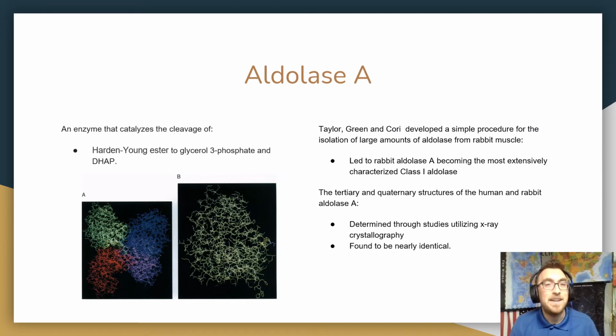Aldolase A is a glycolytic enzyme that catalyzes the cleavage of fructose 1,6-bisphosphate to glyceraldehyde 3-phosphate and dihydroxyacetone phosphate. A critical role for aldolase A in physiology is demonstrated by human diseases that result from mutations in the aldolase A gene. The only aldolase A mutations that have been discovered are relatively mild, leaving the enzyme activity relatively unchanged.